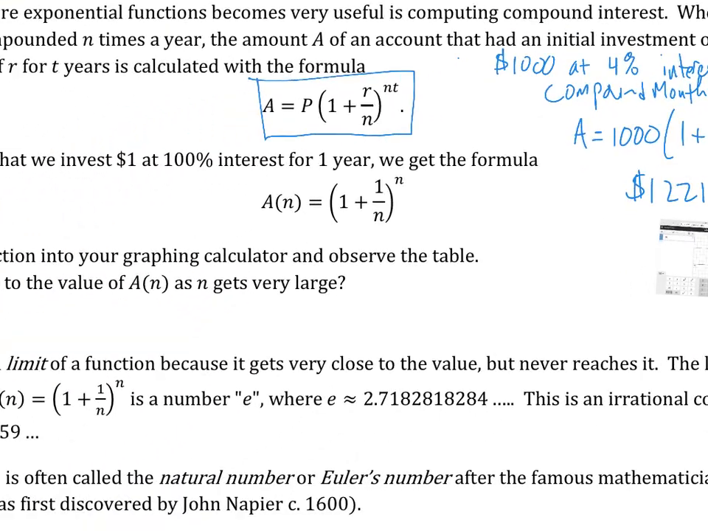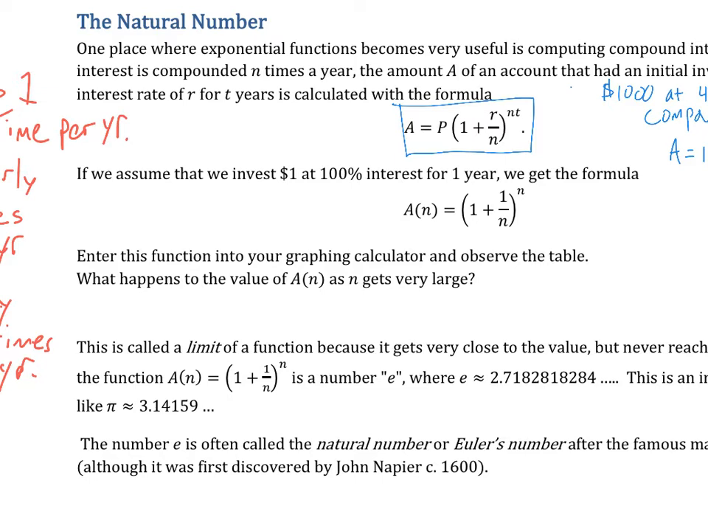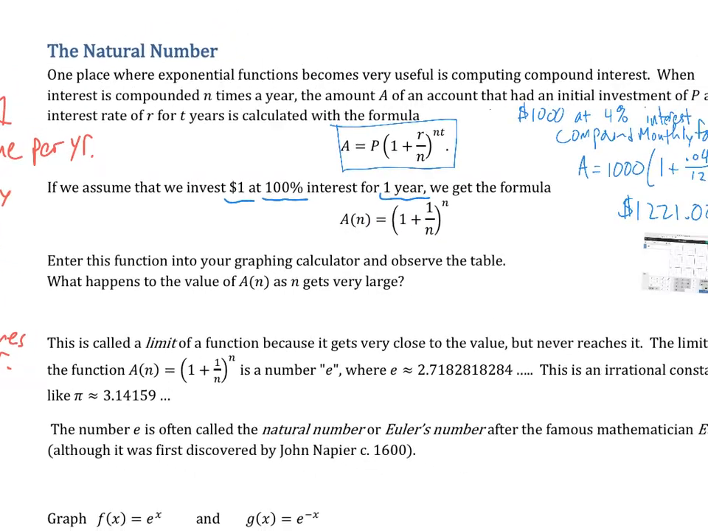Okay, let's look at one other important investigation here. Let's say that we had $1 that we invested, and we're going to get 100% interest rate. No one's ever going to do that, but let's just say. And it's going to be for 1 year. Well, that gives us this equation here. We're investing $1, so P is $1. And it's going to be 100%, which is 1.0, divided by N, the number of times it is compounded. It's for 1 year, so our T is 1. Now, we want to watch what happens when N gets bigger and bigger and bigger.